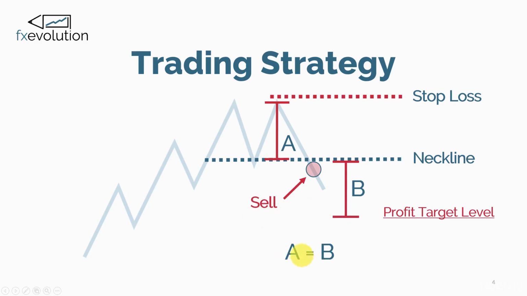So as a quick rule, A equals B, or the distance between the double tops and the neckline will equal the profit target that we should be looking for in this particular trade.